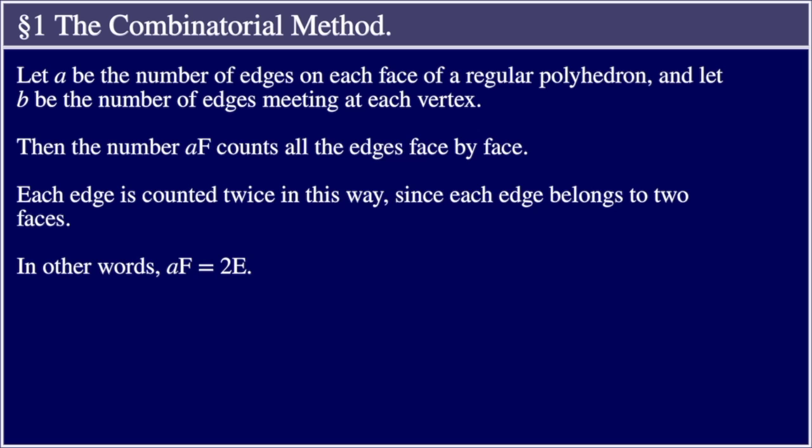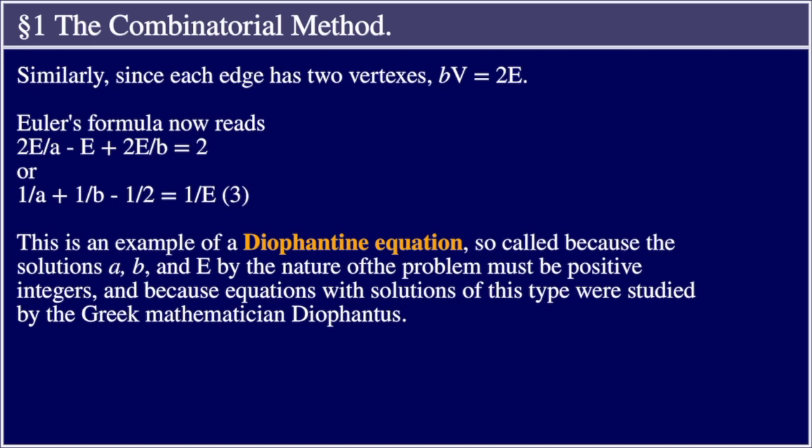Then the number AF counts all the edges face by face. Each edge is counted twice in this way, since each edge belongs to 2 faces. In other words, AF equals 2E. Similarly, since each edge has 2 vertices, BV equals 2E. Euler's formula now reads 2E divided by A minus E plus 2E divided by B equals 2, or 1 over A plus 1 over B minus 1 over 2 equals 1 over E, equation 3.